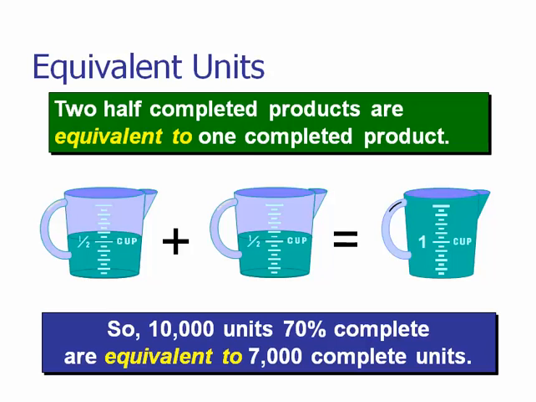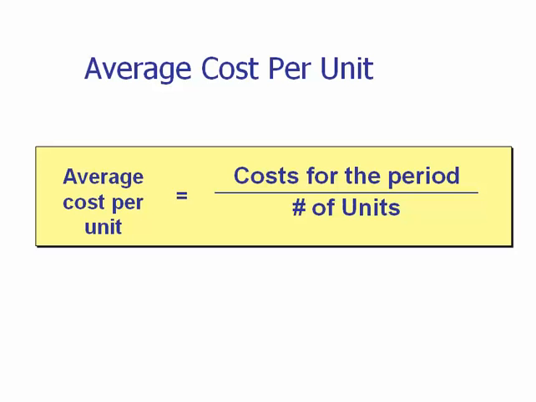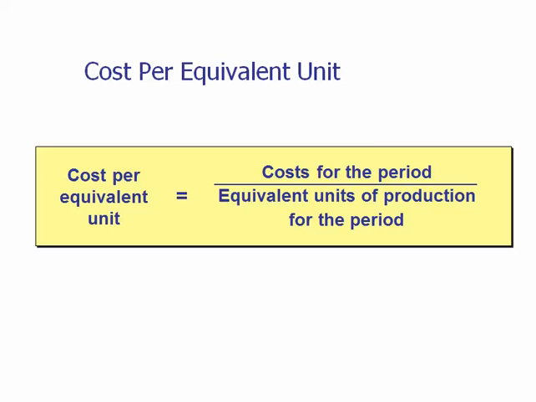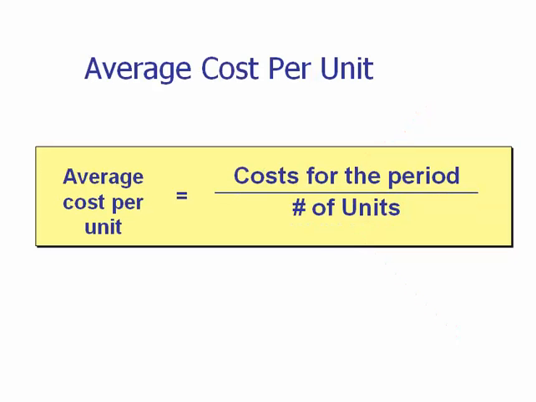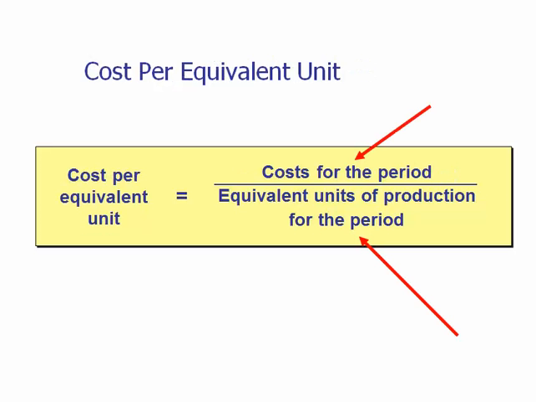units of production. Which means that rather than calculating an average cost per unit, which would have been our cost for the period divided by the number of units we produced during the period, we will need to calculate an equivalent cost per unit, where we take the costs for the period and divide them by the equivalent units of production for the period. Again, rather than calculating an average cost per unit, which would be the cost divided by number of units, we recognize that all units are not at the same stage of completion. So instead, we calculate a cost per equivalent unit.